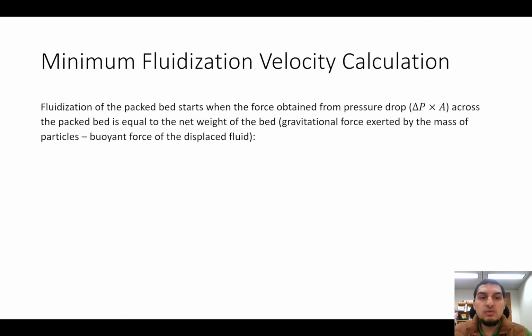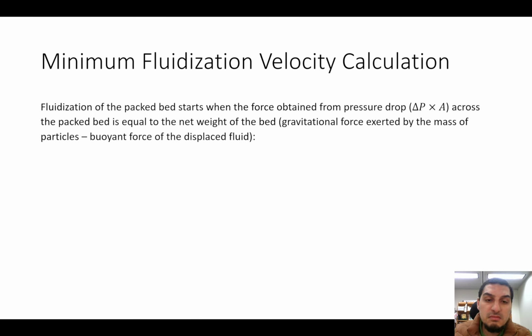Okay, so now we are going to see how we can calculate the minimum fluidization velocity. And this is important because whether we are going to operate with a fluidized bed or a fixed bed, we need to know this value. If we want to operate with a fixed bed, then we need to make sure that the velocity is less than the minimum fluidization velocity. And if we want to operate with a fluidized bed, we need to know what is the minimum velocity that's needed to operate the column. So this is important.